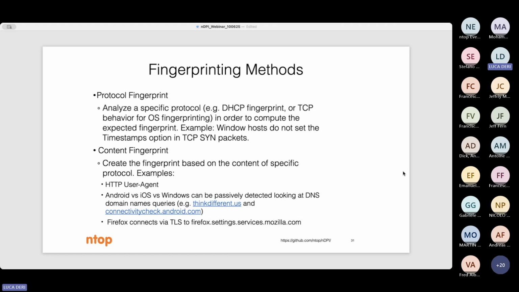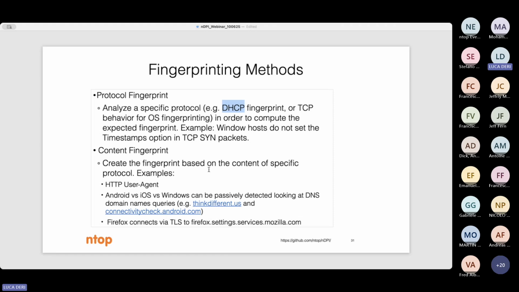A typical fingerprint is the DHCP fingerprint. So when a host connects to a network, the first thing it does is start to acquire an IP address, and the way it requests the IP address can be easily used for detecting whether this is a machine running Windows, macOS, or Linux, just to give an example.